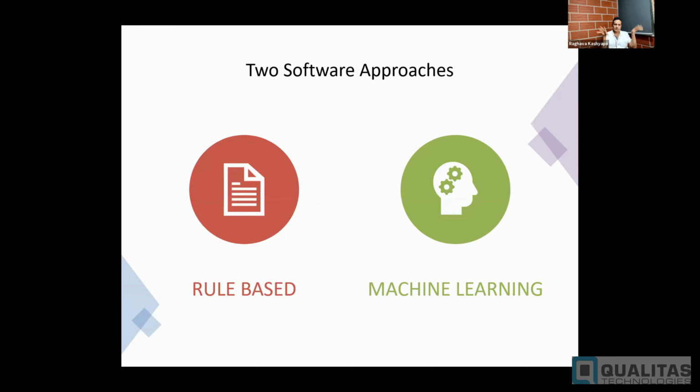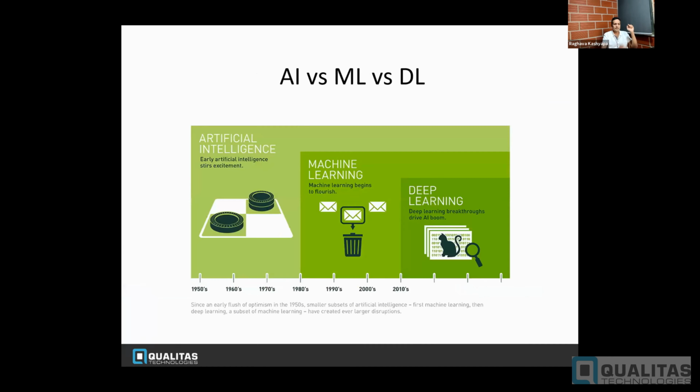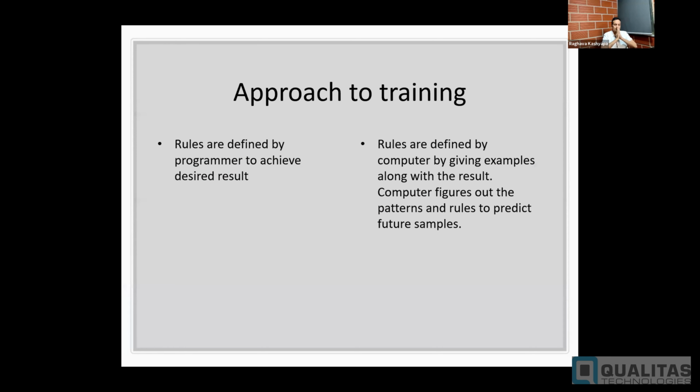So let's go back to rule-based versus machine learning. I just wanted to break down what is AI, what is machine learning, what is deep learning. There are some minute differences between those terminologies. But really the difference between rule-based and machine learning is the approach to training, how you teach a system to learn. And in a rule-based system, the rules are defined by the programmer.